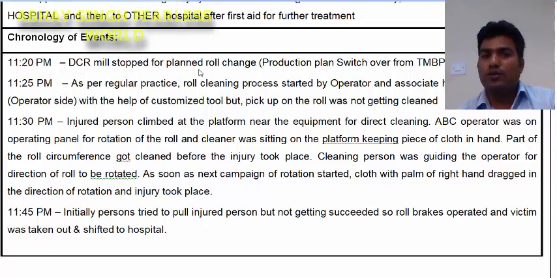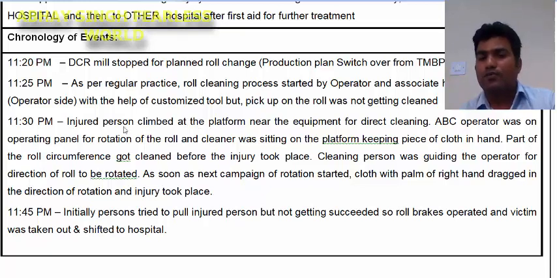First of all, at 11:20 p.m., DCR mill stopped for panel roll change and production plant switch over from TMBP to CRC. That means this mill was stopped at 11:20 p.m. And at 11:25 p.m., as per regular practice, the roll cleaning process was started by the operator and associate helper, and a helper helped the operator at the time of cleaning the roller on the outside of the operator side with the help of a customized tool. That means there was a customized tool for cleaning that roller, and the pickup on the roll was not getting clean.